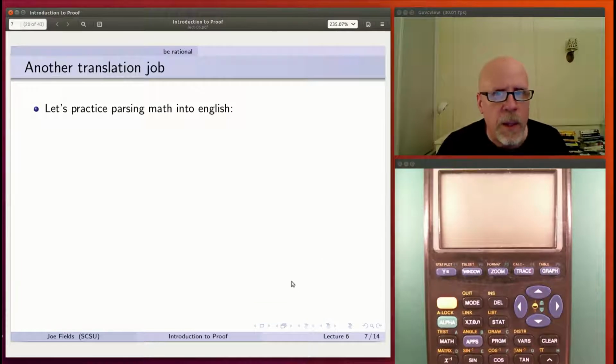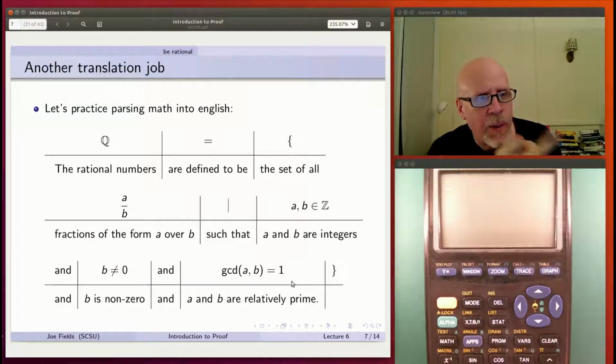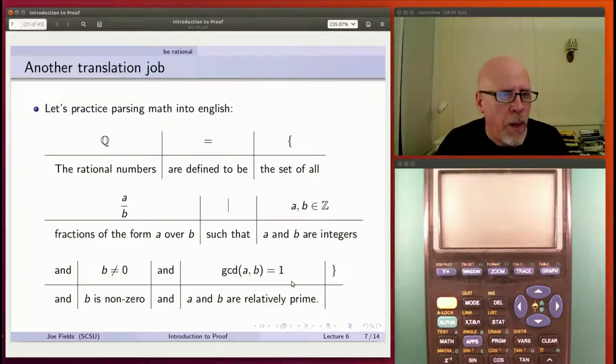Thought this might be a good time to practice our translating skills. So let's try to parse this long sentence from the previous slide, with English in parallel. The first 3 symbols were Q, equals, and an open curly brace, which we read as the rational numbers are defined to be equal to, I suppose you could add more words to that if you wanted, the set of all. That's how we pronounce the opening brace.